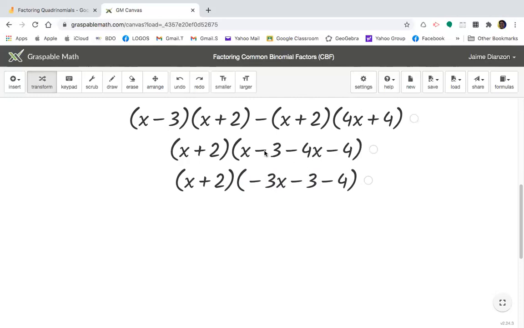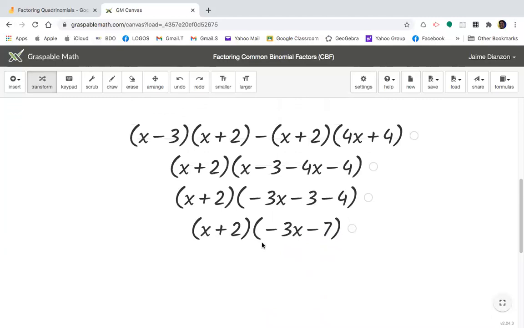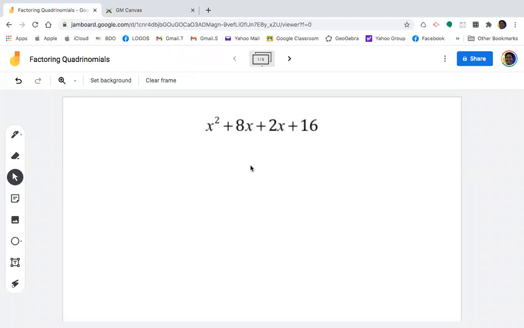We can also combine the constants. Let's do it here. All right. So now everything has been combined. We don't have any more like terms here in the final form. So these are the factors of the original problem on top. Right. So you have x plus 2 and negative 3x minus 7. Now, we're going to use this concept when we discuss factoring quadrinomials. Right. So, let's go to the quadrinomials.